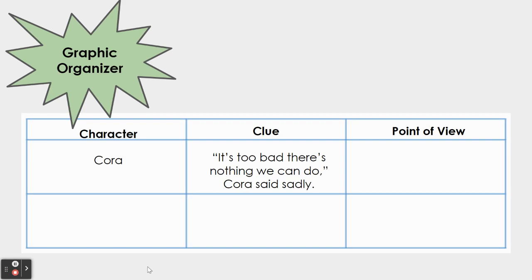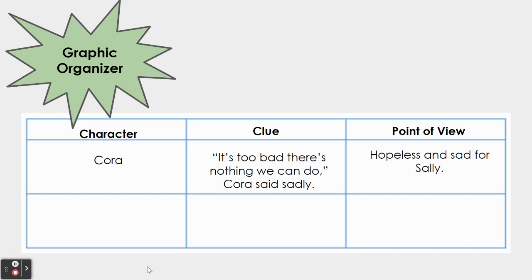When you feel like you can't do anything to help someone, that feeling is feeling helpless, right? Cora is feeling like she can't help her neighbor. There's nothing she can do. Which leads us to her point of view. Cora is feeling hopeless and sad for her neighbor Sally because Sally has lost her kitten.